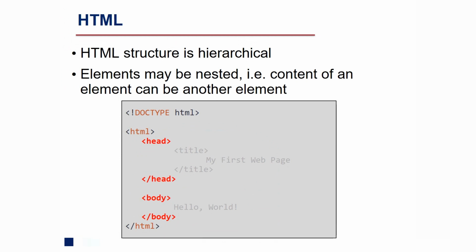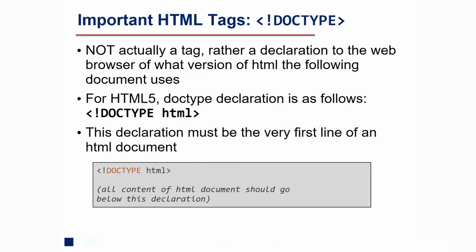And then we can dig down deeper and see this nesting or this hierarchical structure even more. For instance, the head contains a title, which is the title of the page, and so on. So let's look at some of these important HTML tags and understand what they do, and then we'll see as we go along how you'll use them to create web pages.